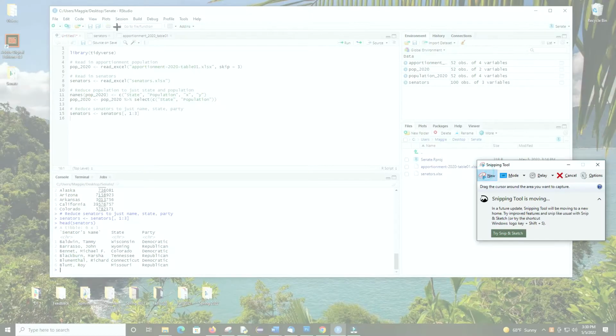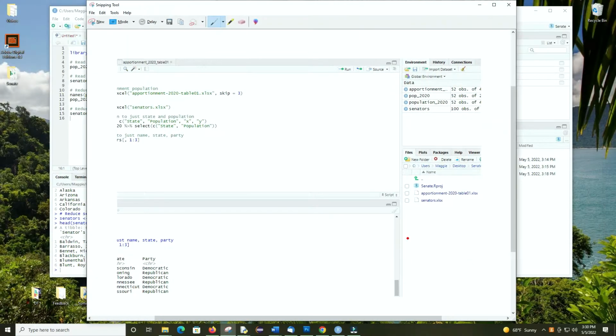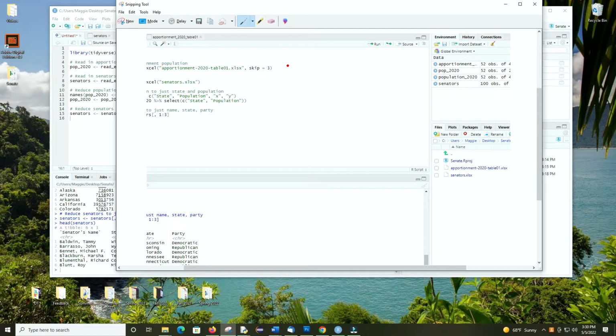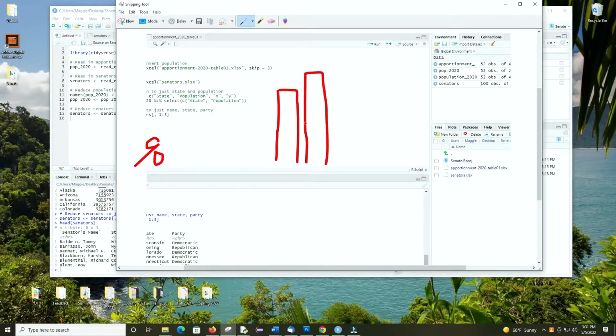Okay, I'm going to use the snipping tool as sort of a whiteboard. So what I'd like to do, and I'm going to use a bar chart, because basically I'm going to represent two numbers, and those numbers are going to be percentages. So that's one visualization. It's just going to be two bars, percentage of population represented by Democrats and percentage of population represented by Republicans in the Senate.